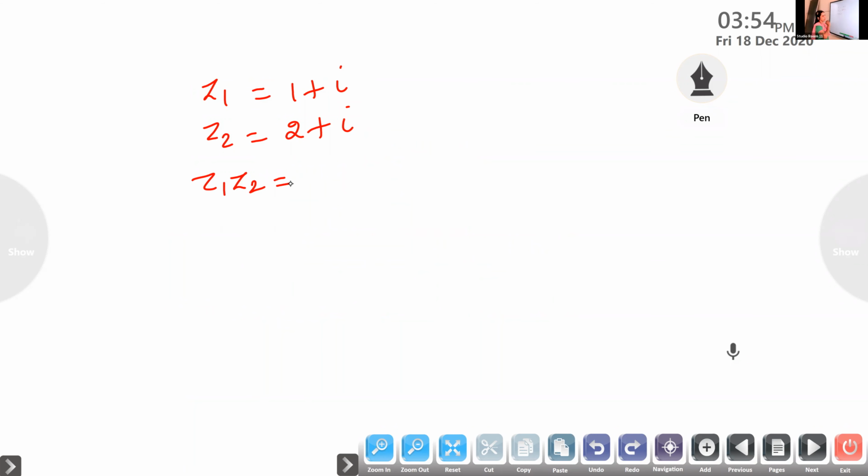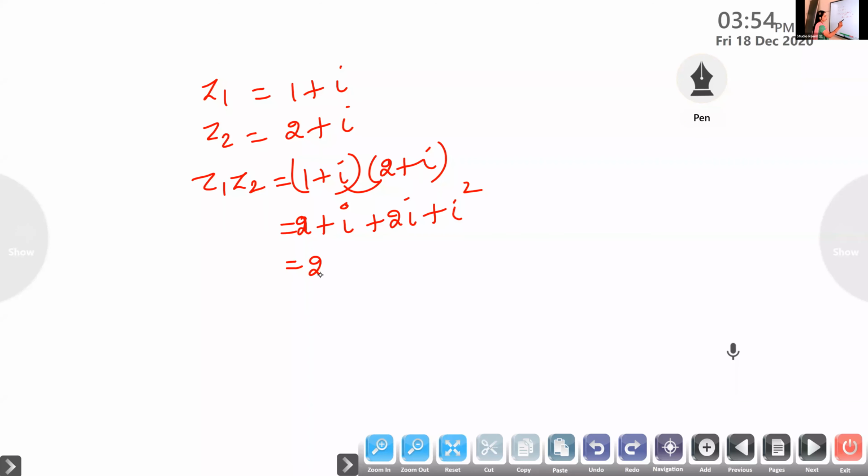Now, what is Z1 into Z2? So 1 plus i into 2 plus i. So when you open the bracket, what will you get? 1 into 2, so it is 2 plus i. Again with this i, if you multiply, it is 2i plus i square. Now look here, collect the i terms: i plus 2i. So it will become 3i. And what is i square? Minus 1. Now what is 2 minus 1? It is 1 plus 3i.